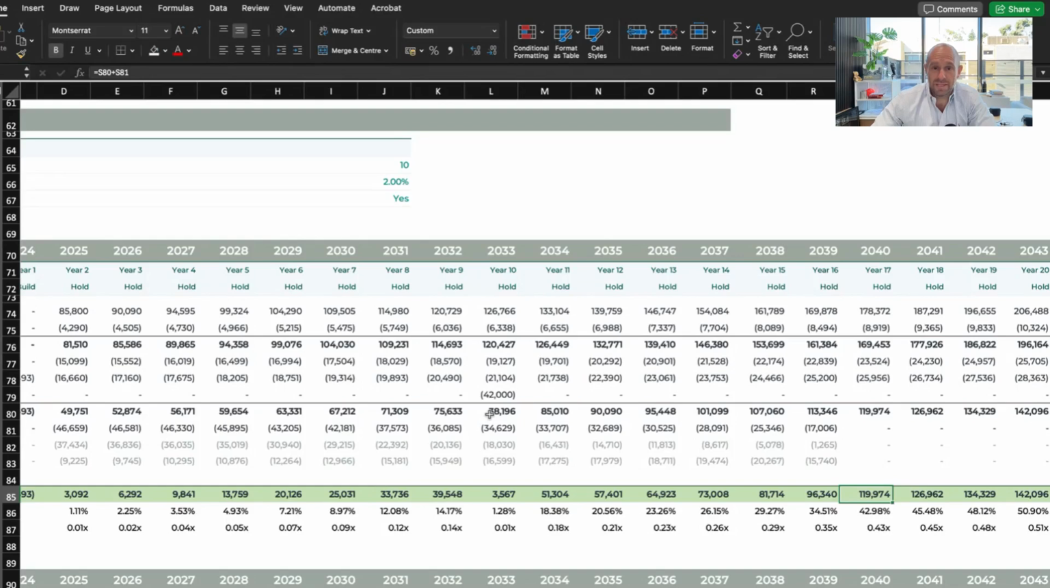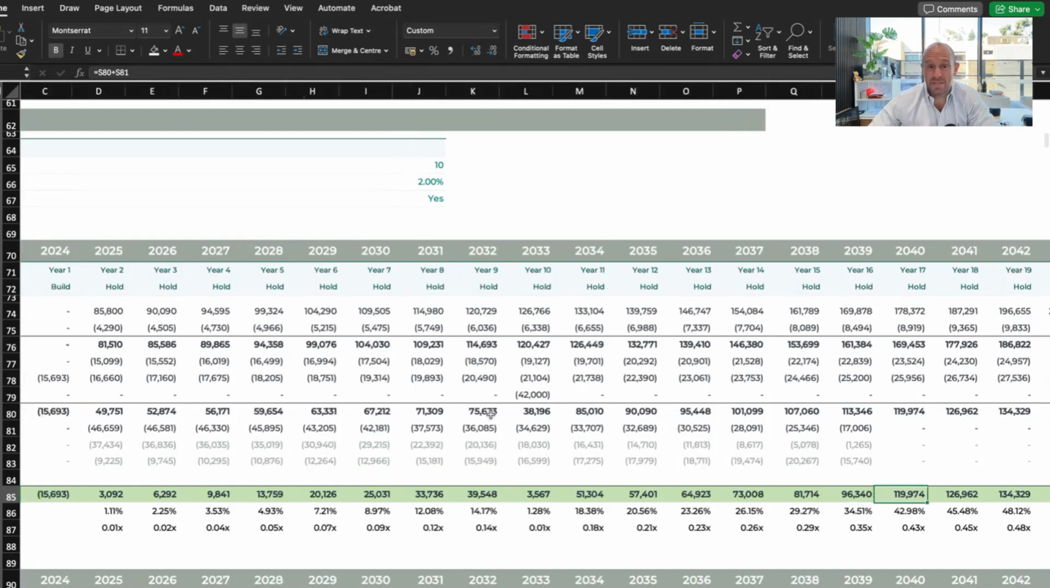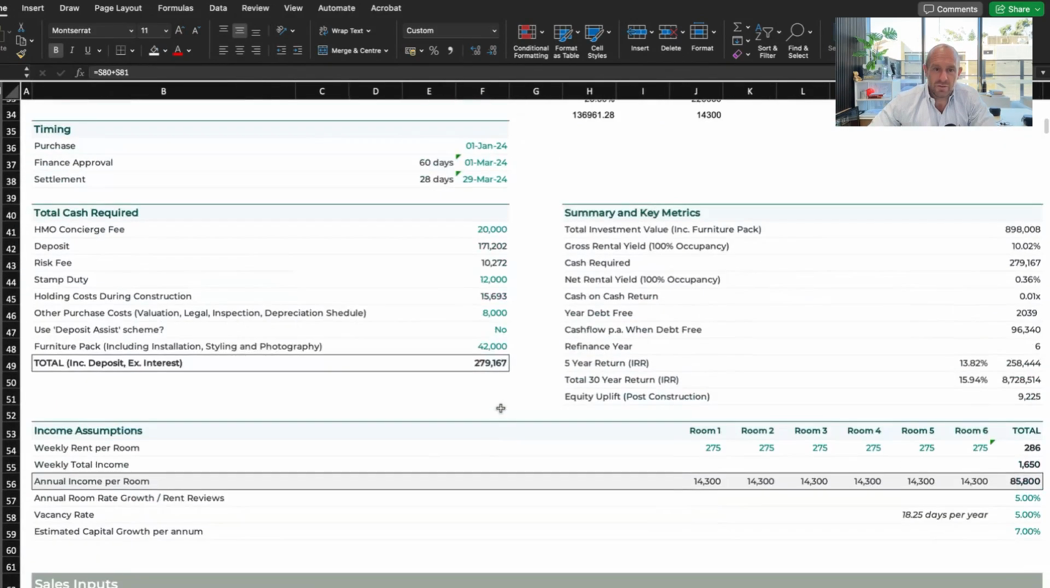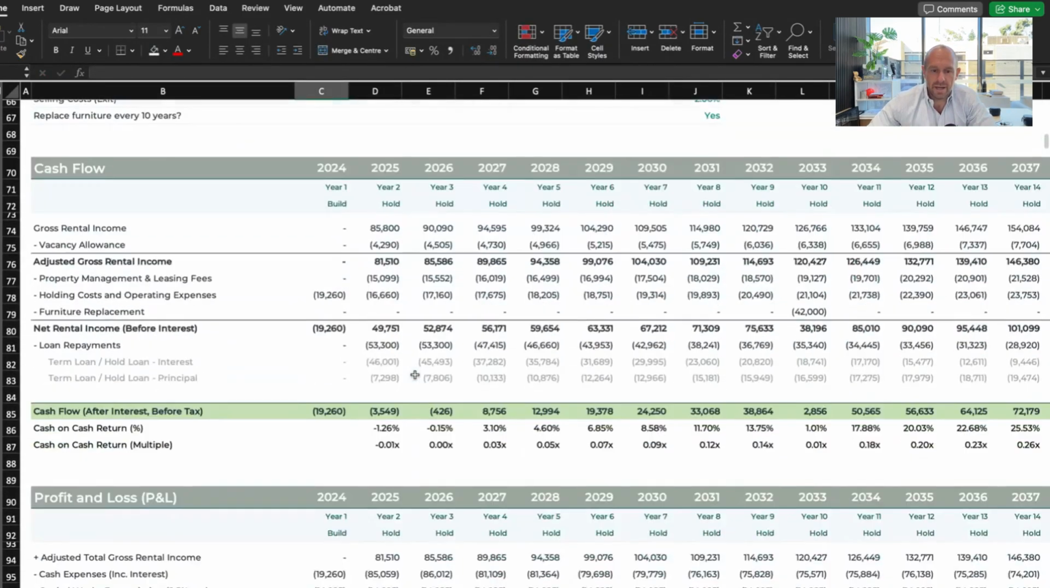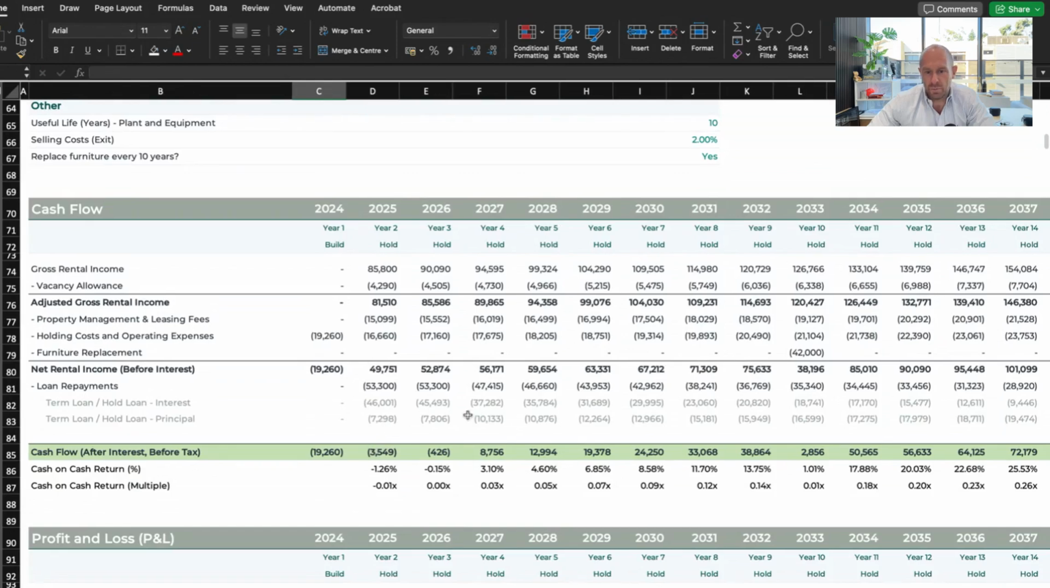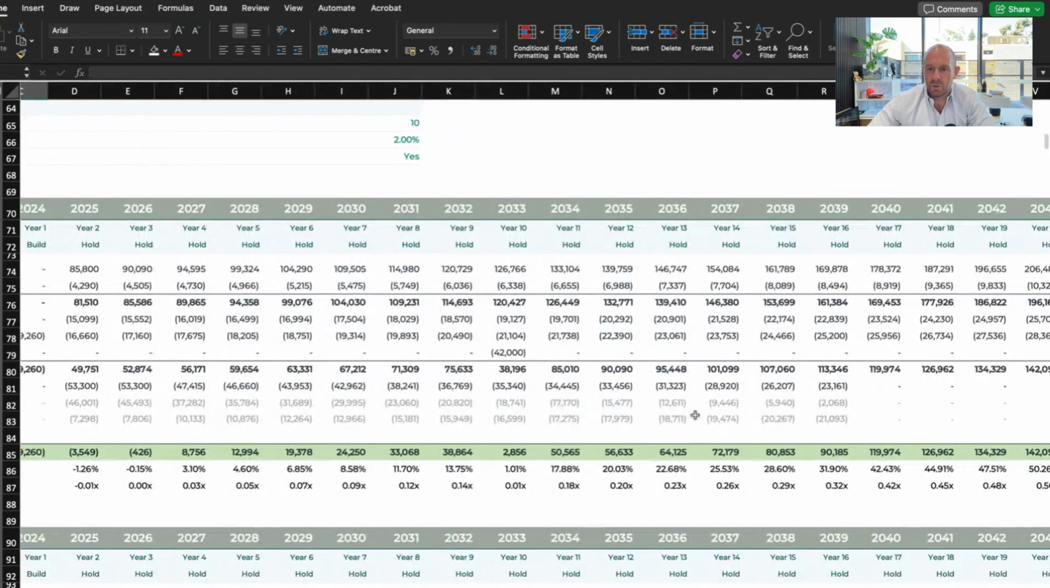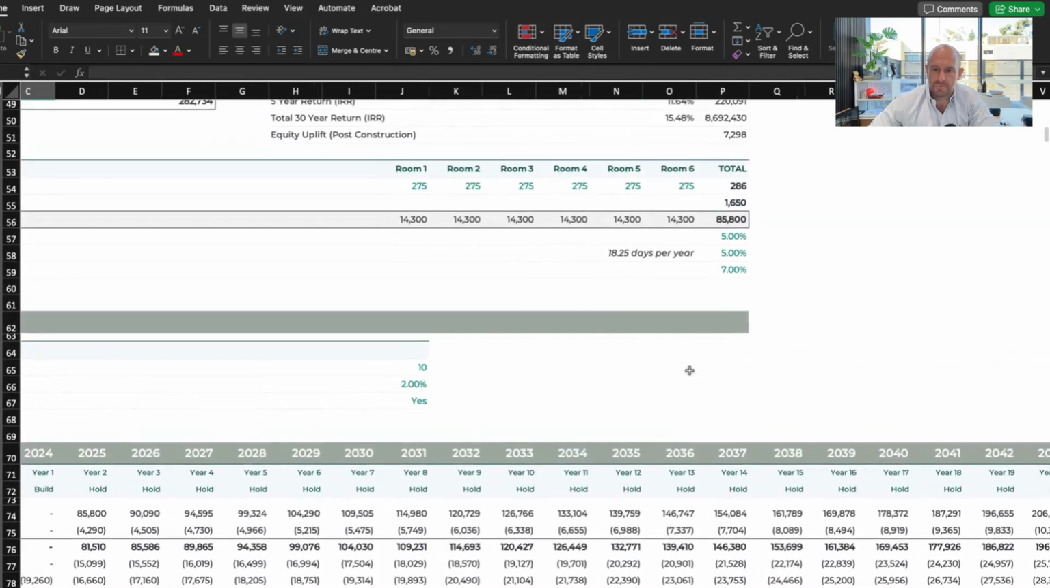But the problem is with this feasibility, we made a mistake. We made a massive mistake. First of all, the interest rates went up to 6.75%, which meant that we were now in negative cash flow, still paying down the principal, but it would have taken us a little bit longer to pay down the debt.